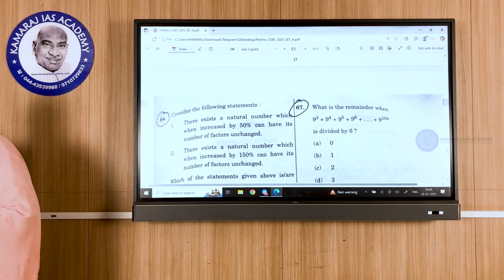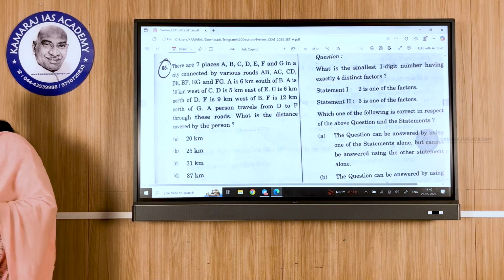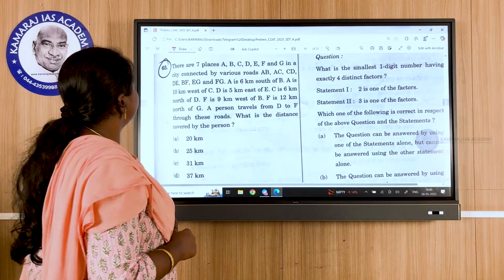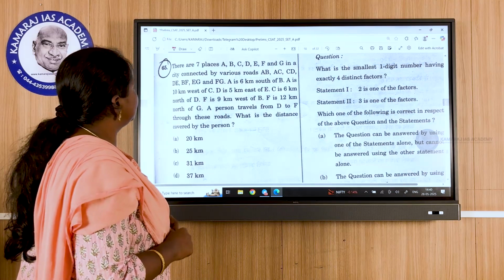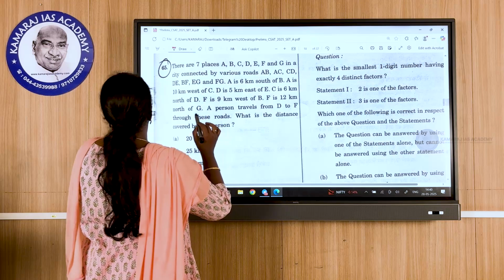Next reasoning question, one statement question, we'll check. So there are 7 places A, B, C, D, E, F, G in a city connected by using various roads. A, B, C, D, and now see here, you have to draw the direction diagram and you can answer the question.